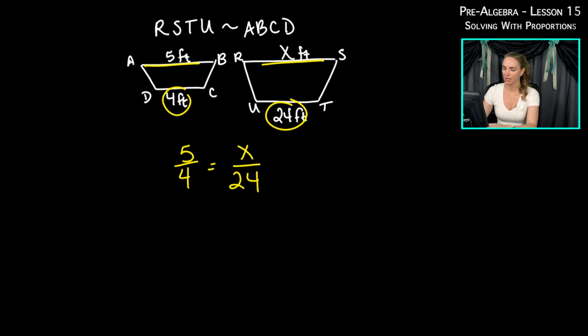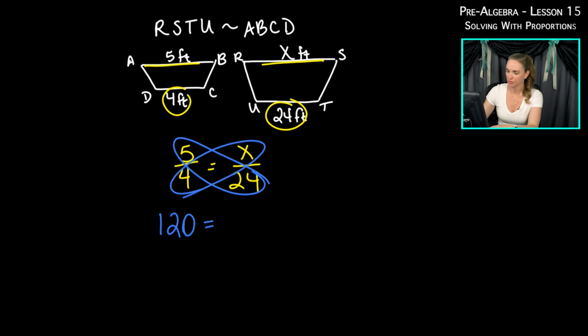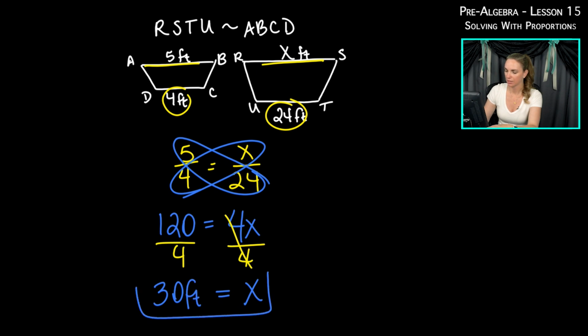All right, so let's go ahead and solve this one. So we are going to do 5 times 24, which is 120, equals 4 times x, which is 4x. And then my last step I have is to divide by 4. So x equals 30 feet. So that means that this missing side right here is 30 feet.